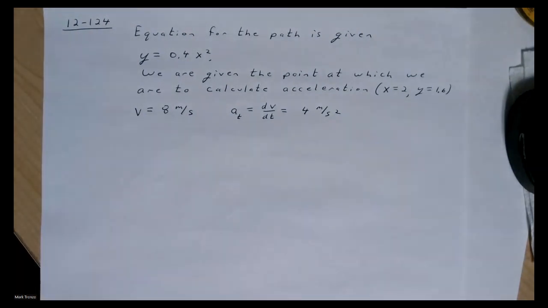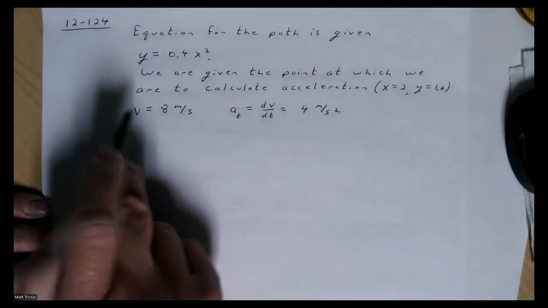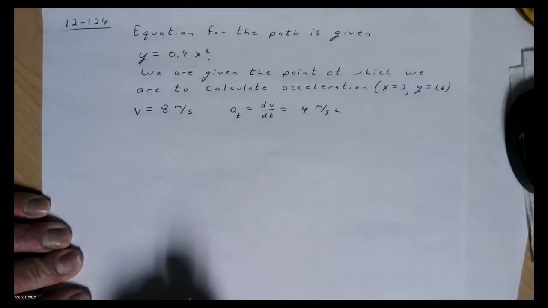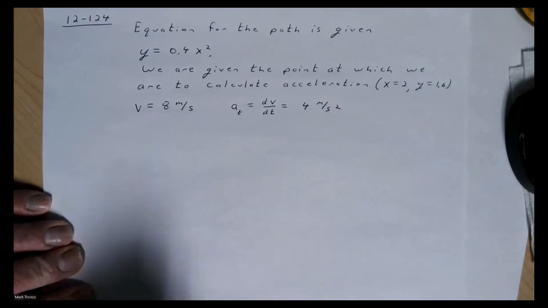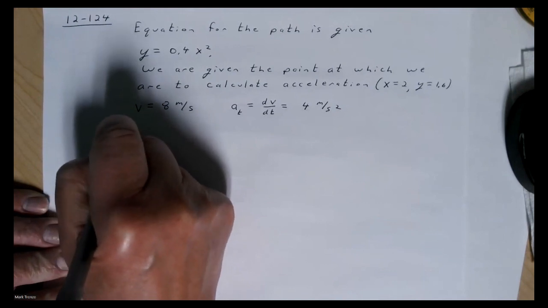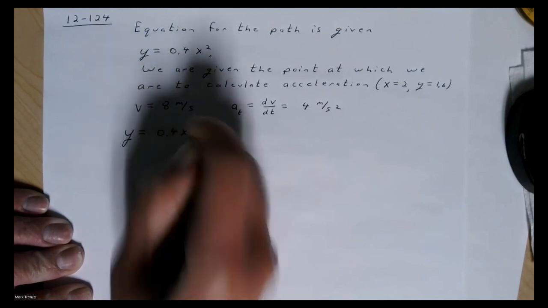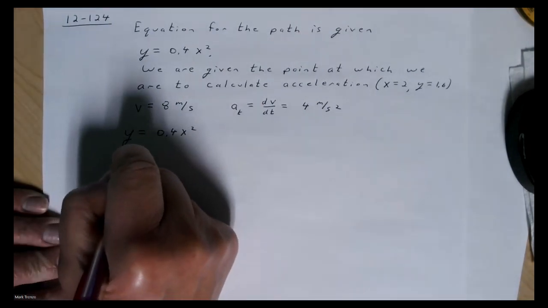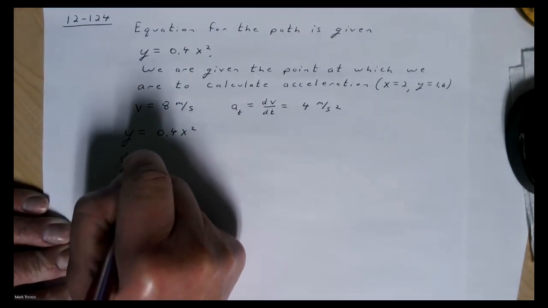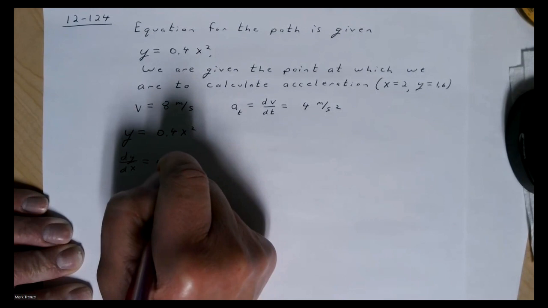Now, we don't know the radius of curvature, so we're going to have to calculate that. And we're given the path, so we're going to have to use the equation with the derivatives in. But before I calculate that, let me take those derivatives. So y is given as 0.4x squared, and then dy/dx, we bring this down, would be 0.8x.